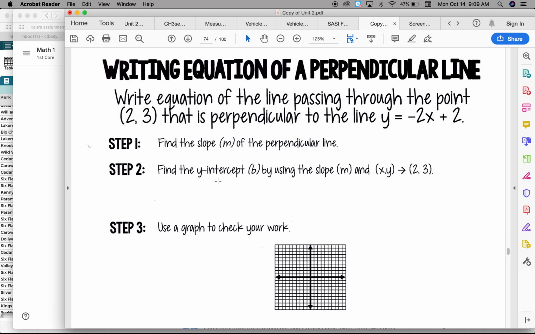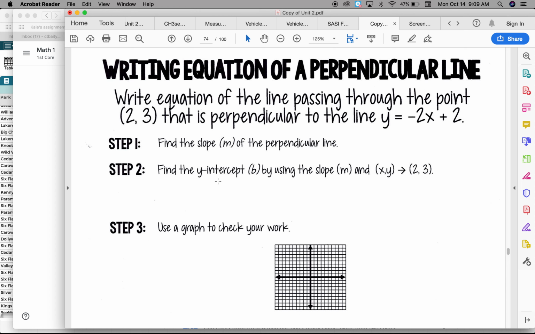This next one is a little bit more complicated, but not that complicated. I'm going to make sure that I put some problems on IXL also so that you can review there as well. We're going to write an equation here of the line passing through the point 2, 3 that is perpendicular to the line y equals -2x plus 2.